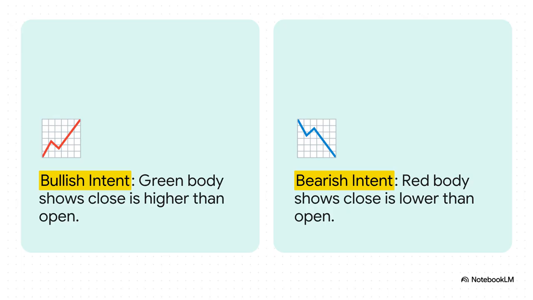When the close is higher than the open, the body is green. That's bullish intent right there, showing that buyers really flex their strength. Conversely, if the close is lower than the open, it's red. That signals bearish intent, meaning the sellers absolutely took control and drove the price down.